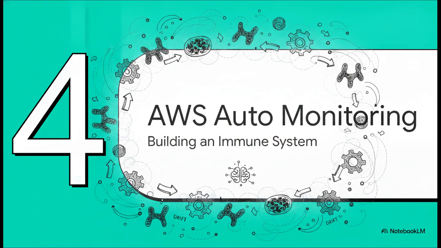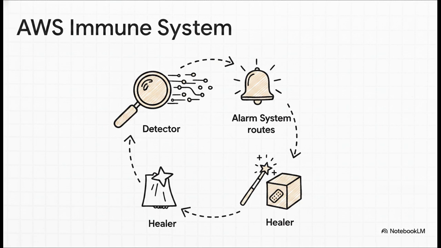Part 4. Automated monitoring with AWS. Having the right tools is great and all, but now it is time to actually build our automated immune system. Let's meet the core cast of AWS services that make up this immune system. First up, SageMaker Model Monitor. This is your detector. It's constantly checking live data against your baseline constraints.